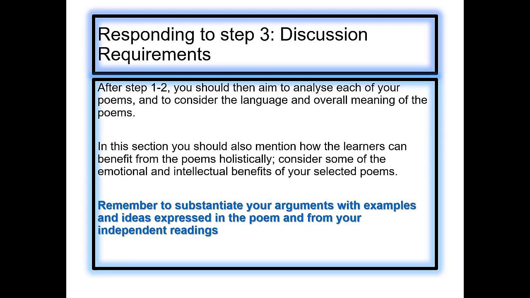So step 3 in the assignment requires the discussion or analysis of the poem. Remember to consider the language and overall meaning of the poems. It's also a good idea to look at the poetic devices that have been used, but very important, like we have already been discussing in lectures, that you don't just identify the poetic devices, but you take it a step further. You say why this is meaningful and how this links to the theme, feel and emotions of the poem. So really unpacking and discussing it.